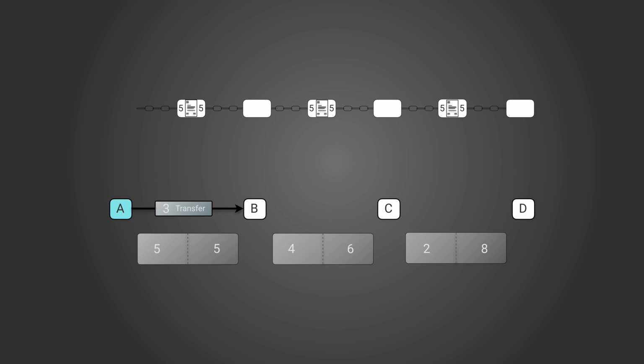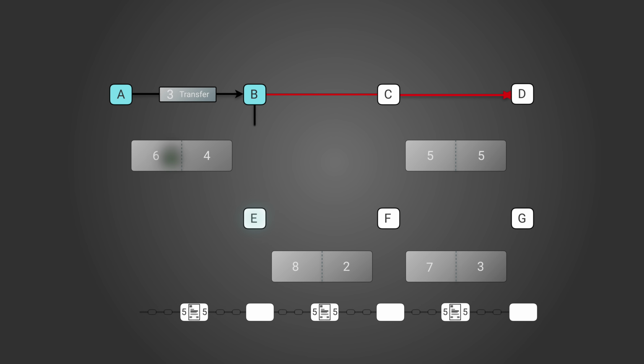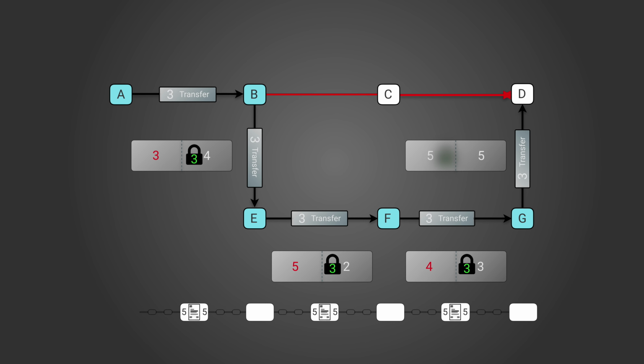Since Alice has 5 tokens and Bob has 5, there is sufficient capacity. Bob has 4 tokens, Charlie has 6, allowing the payment to continue. Charlie only has 2, whereas Dave has 8. This route isn't possible. A refund transfer is initiated, which allows Alice to try a different path to pay Dave. The Raiden Network protocol now tries a path over Earl, Frank, and Gary, which works because there is sufficient capacity in all channels.